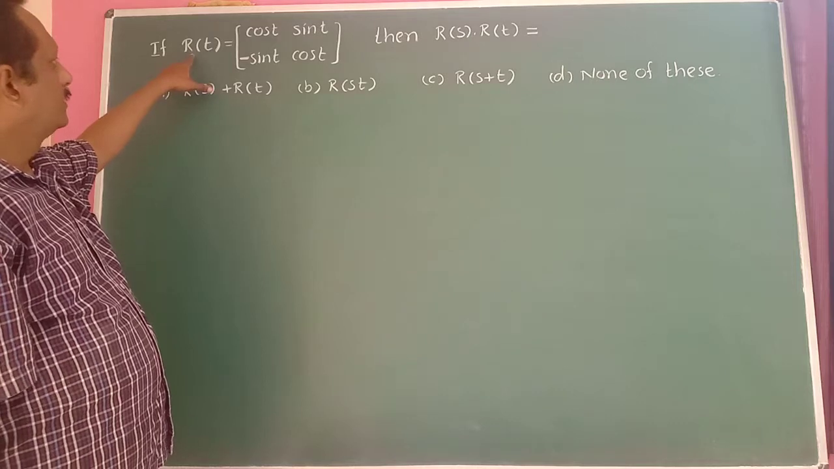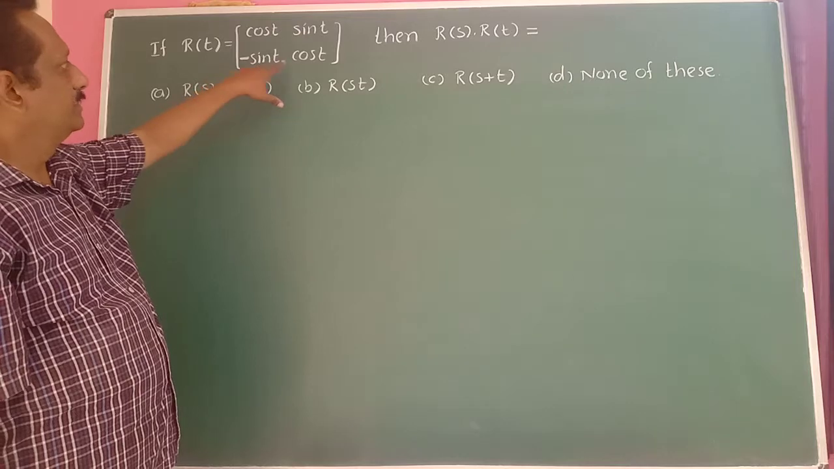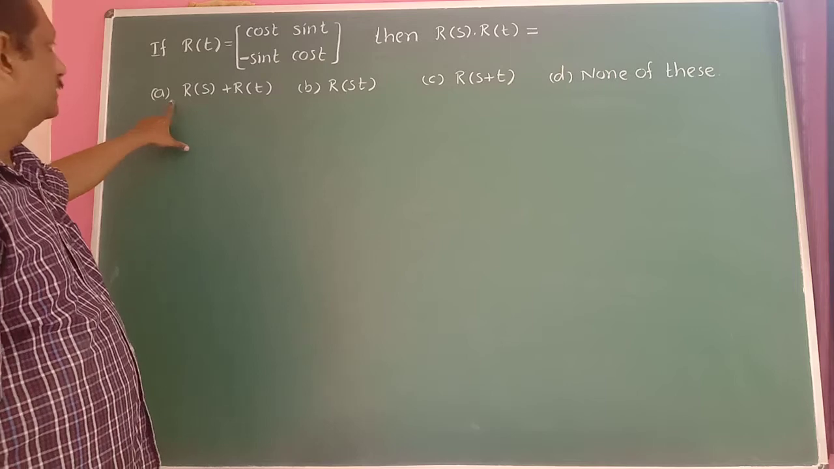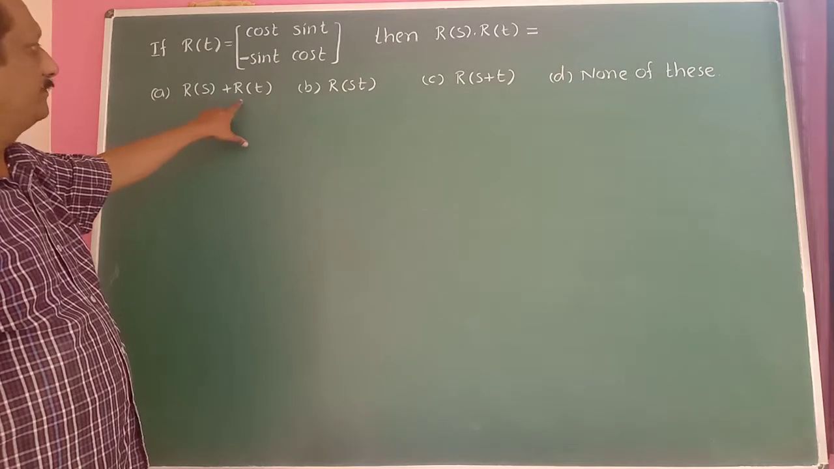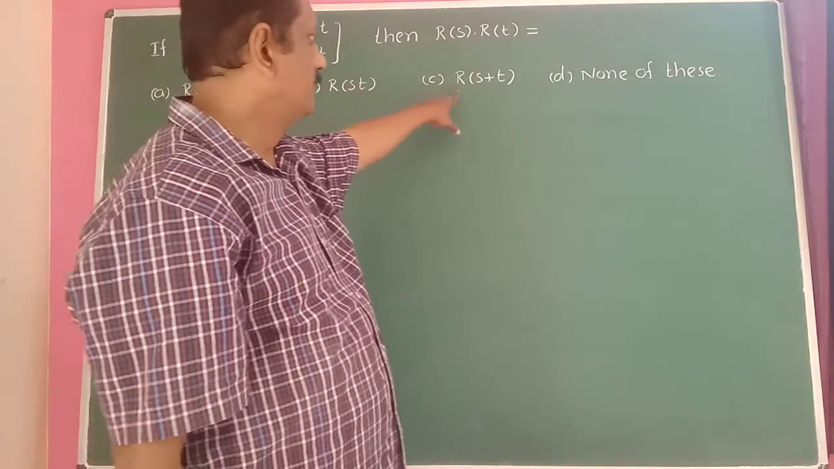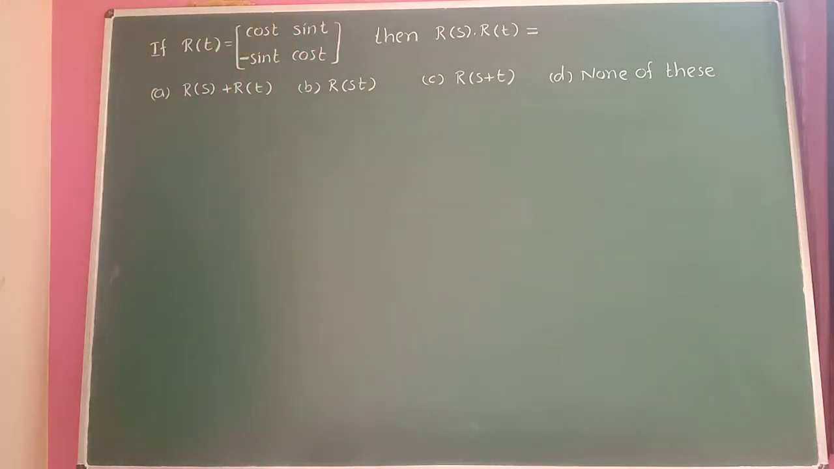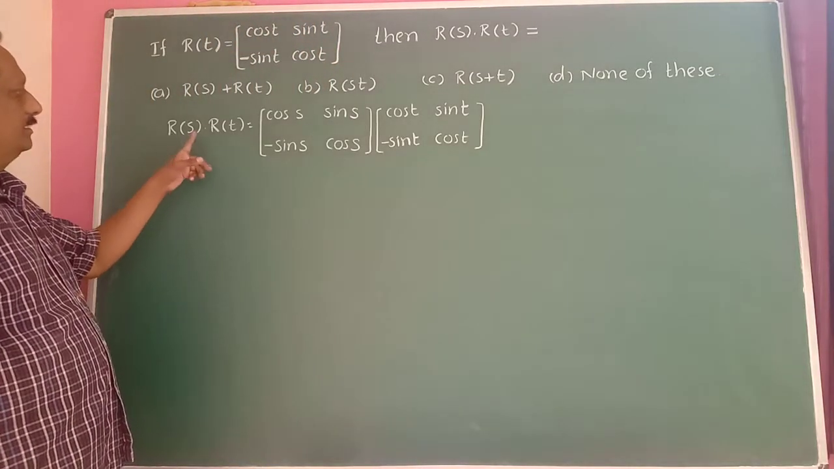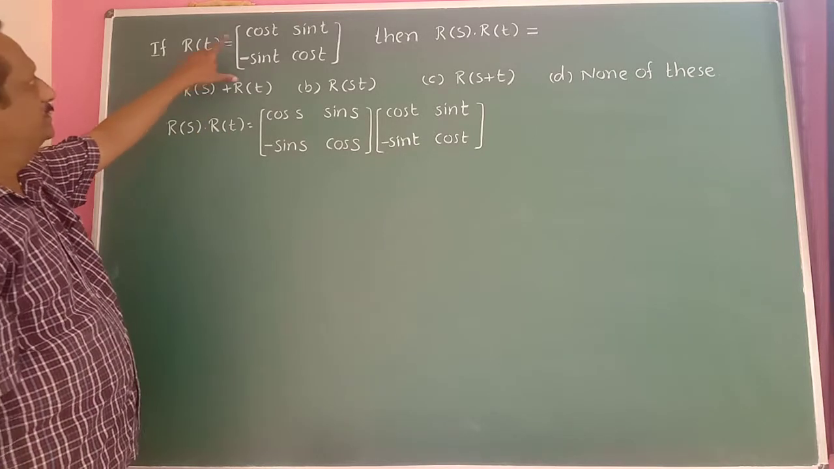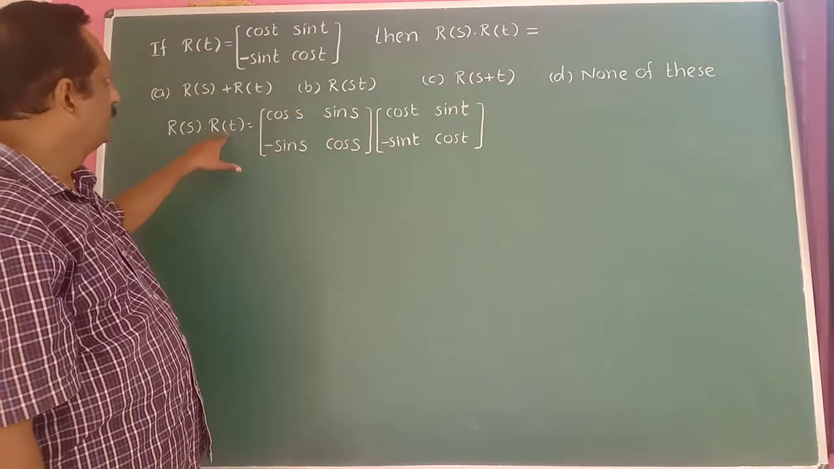Here, if R of t is equal to the matrix cos t, sin t, minus sin t, cos t, then R of s into R of t is equal to: first option Rs plus Rt, second option R of st, third option R of s plus t, fourth option none of these. So Rs into Rt. Here they have given the matrix Rt. Then Rs means just replace this t by s here. This becomes Rs, and Rt is the same matrix.